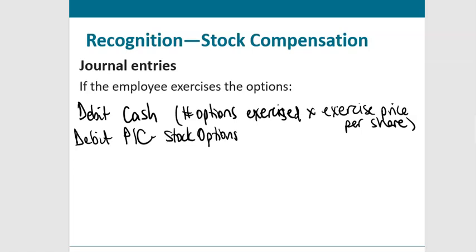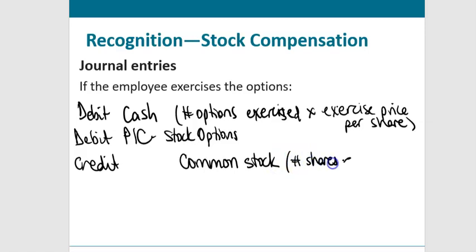We're going to need to credit. What are we giving out? We're giving out the shares of common stock to the holder of the option, our employee. And this is equal to the number of shares given times the par value per share.